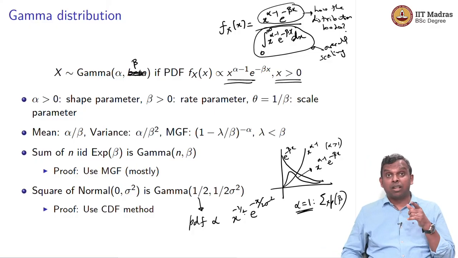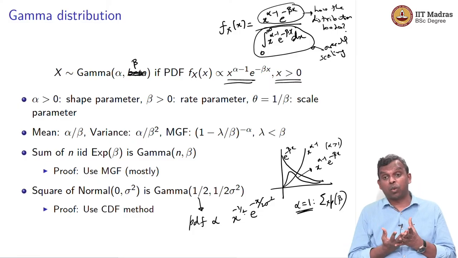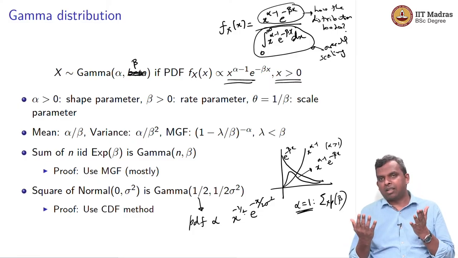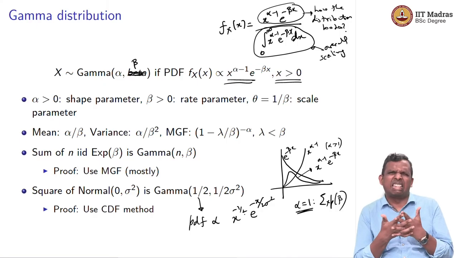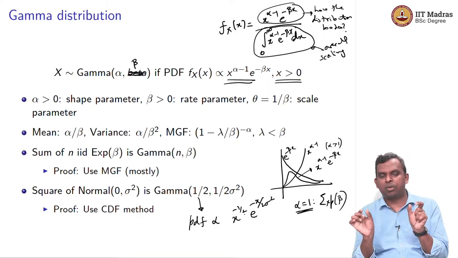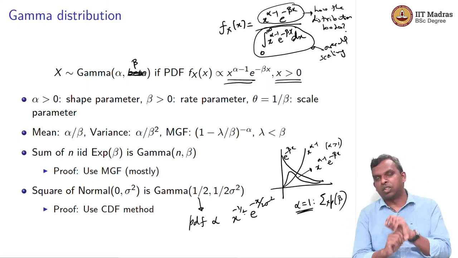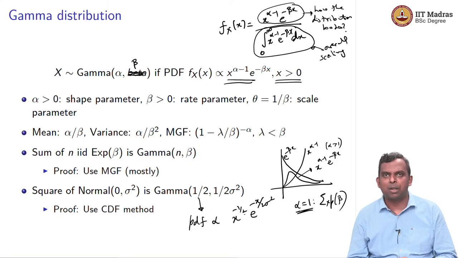You take the normal distribution with mean 0 and variance sigma squared and square it. You suddenly get something which is very, very likely to take values very close to 0, in some sense, relatively. If you take a small window close to 0 and a small window away from 0, the same window length close to 0 has much higher probability of occurring. Interesting fact about the gamma distribution.